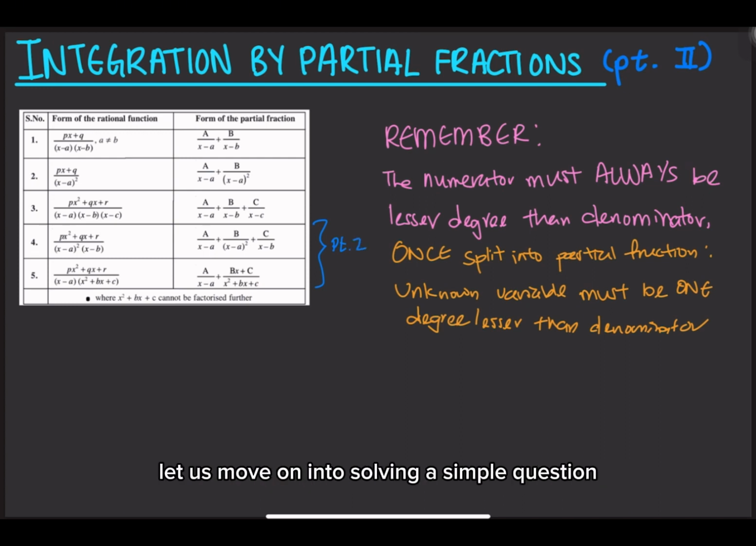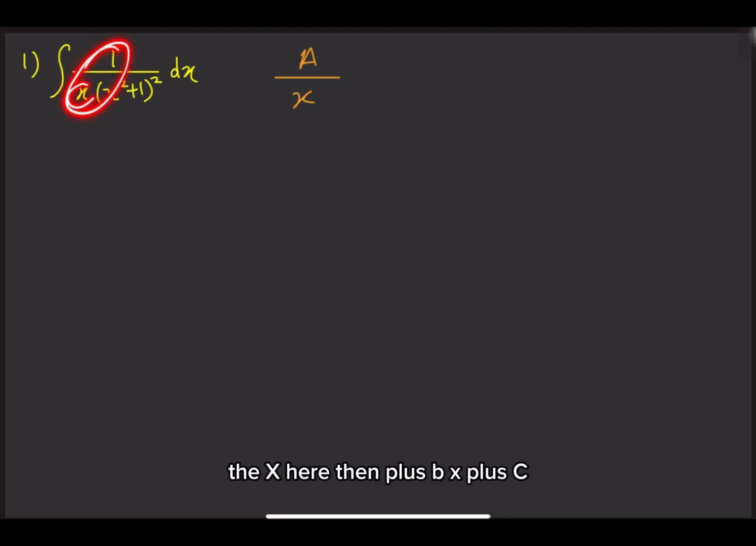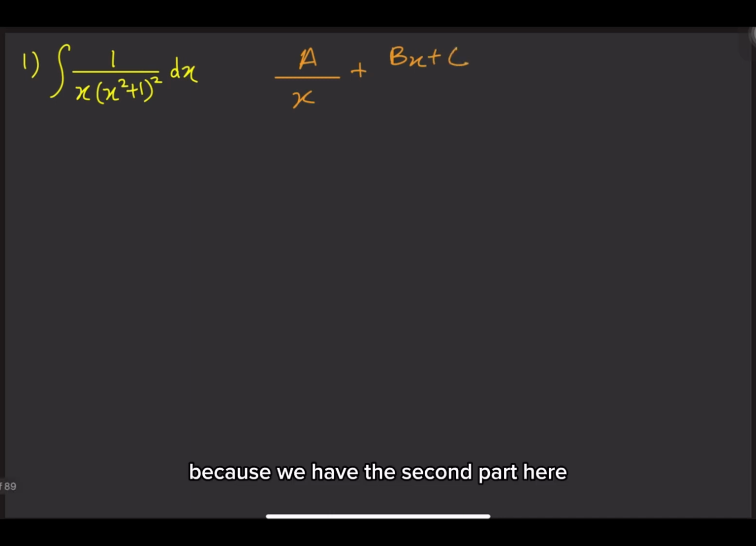Let us move on into solving a sample question and how we can apply this rule to our questions. First, we have the integral of 1 divided by x times (x squared plus 1) squared. So how do we split into the partial fraction? A divided by x, of course, because we have the first part, the x here, then plus Bx plus C, because we have the second part here.